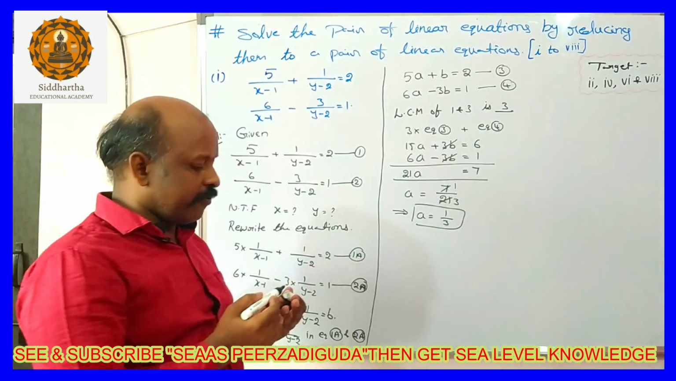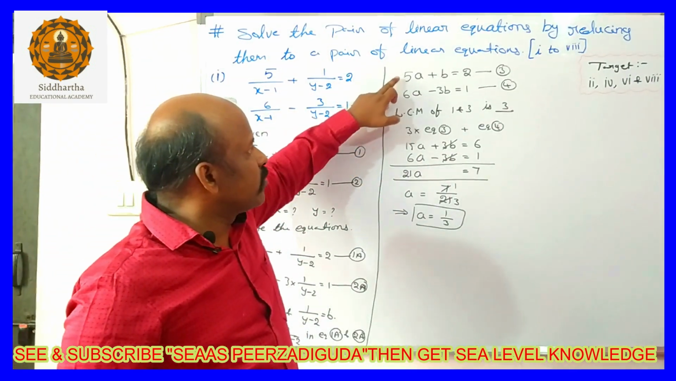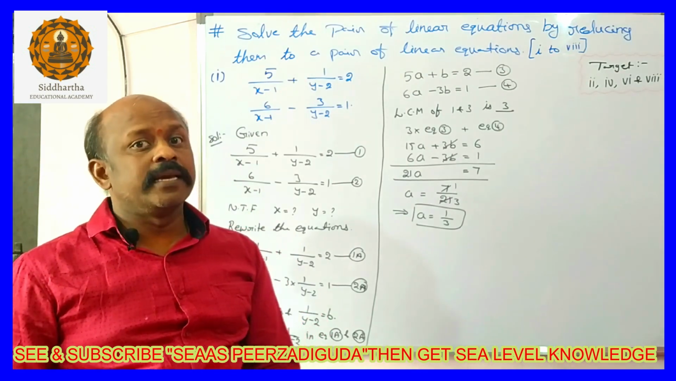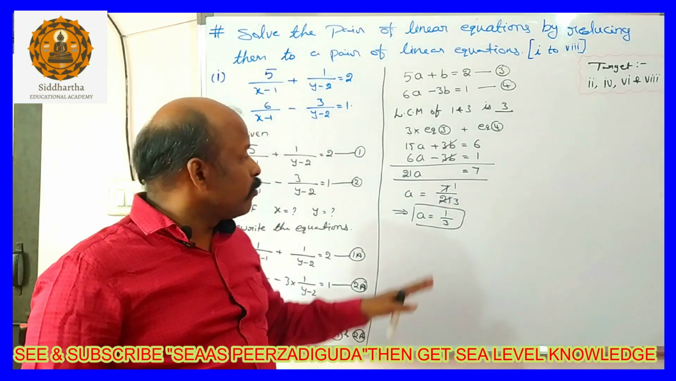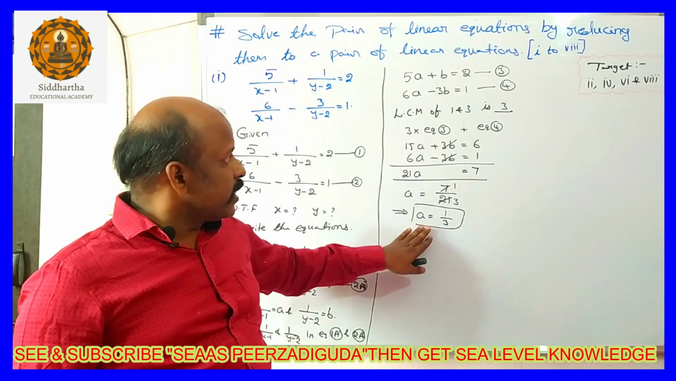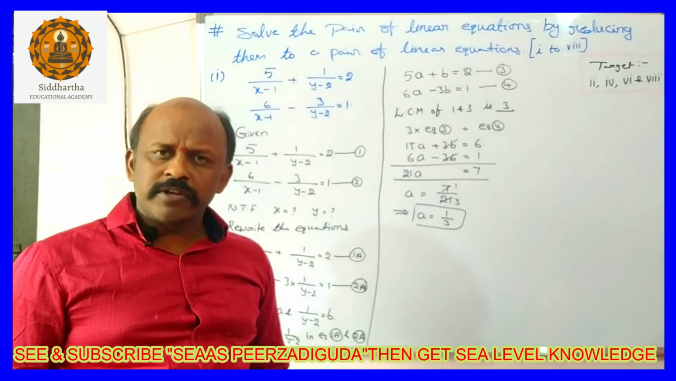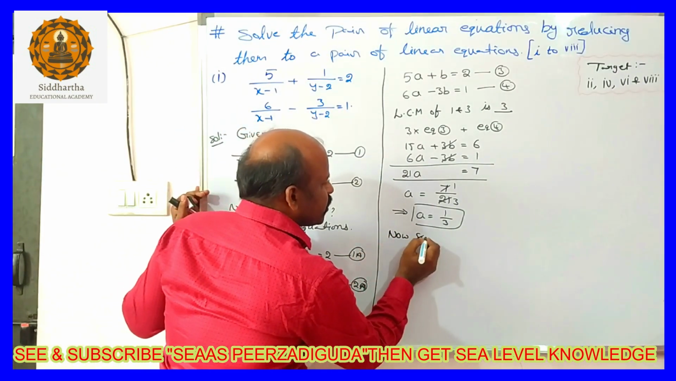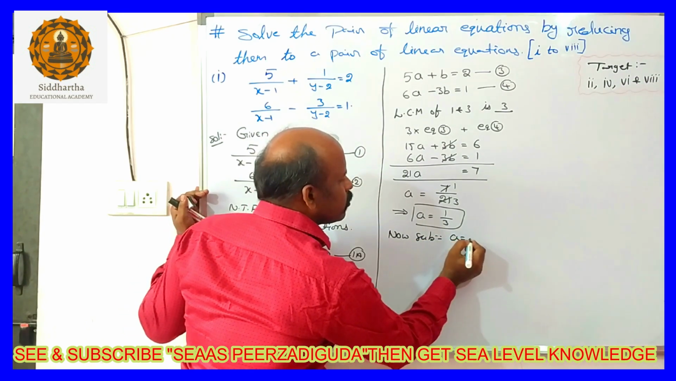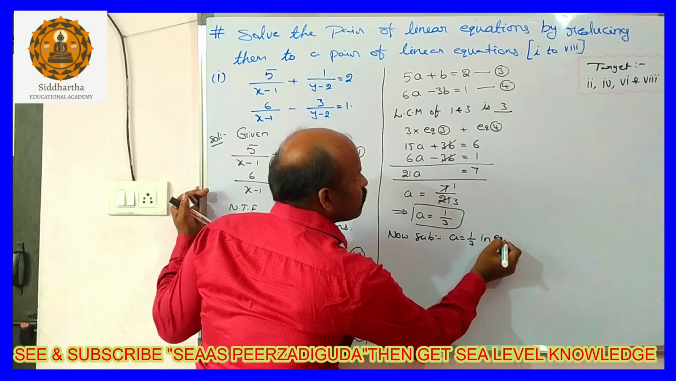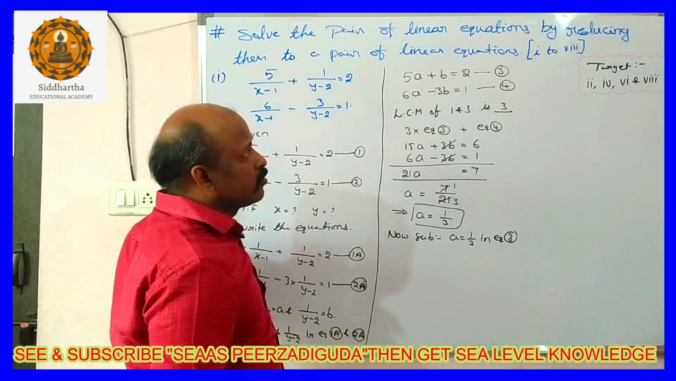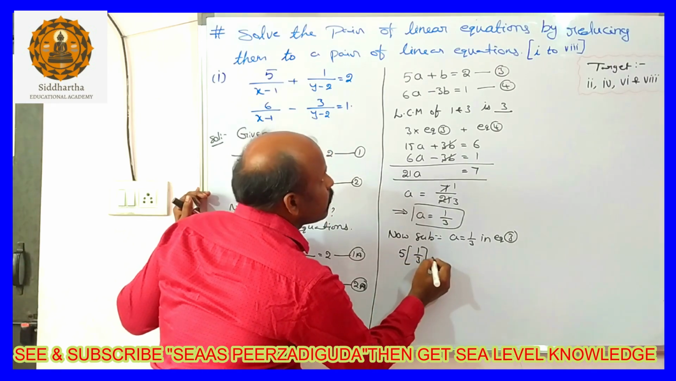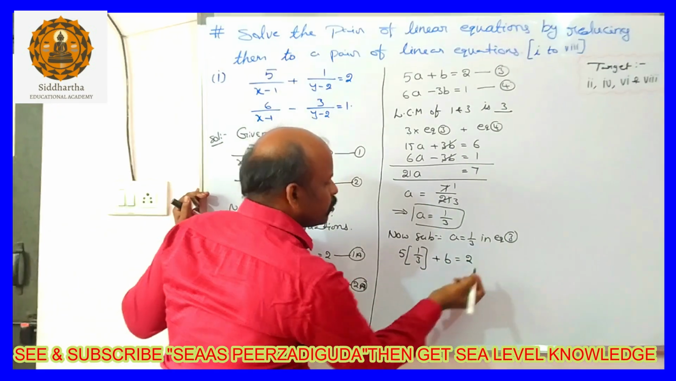So we got the value of a when solving equations number 3 and 4. What do we need more? We need the value of b. So for getting the value of b, we have to substitute a in equation number 1 or 2. Wherever you substitute, no problem at all. Now substitute a is equal to 1 by 3 in equation number 3. So instead of a, I am going to write 1 by 3: 5 into 1 by 3 plus b is equal to 2.